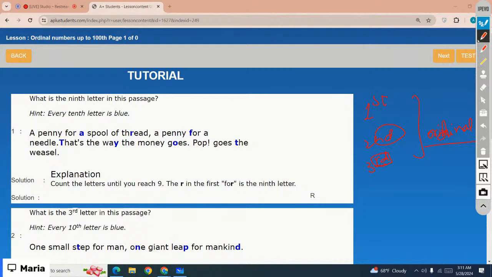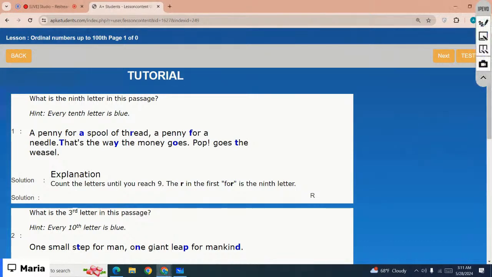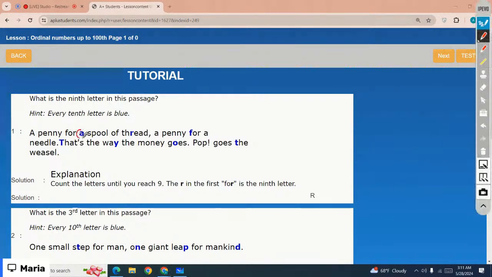What is the ninth letter in the passage? So you have to see the ninth one, right? Every 10th letter is blue. So that is the 10th one. This is the first 10th letter. You have to find the ninth one. So that means R is the ninth letter. The correct option is R. Let's just start with the test question.